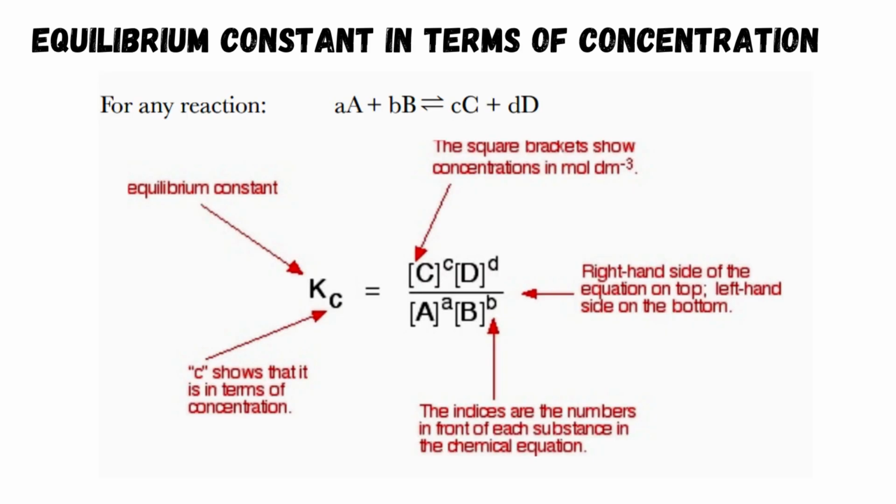For the equation aA plus bB gives cC plus dD, equilibrium constant in terms of concentration, Kc equals concentration of C raised to c times concentration of D raised to d over concentration of A raised to a times concentration of B raised to b. The square brackets show concentrations in mole per dm cube. The indices are the numbers in front of each substance in the chemical equation.